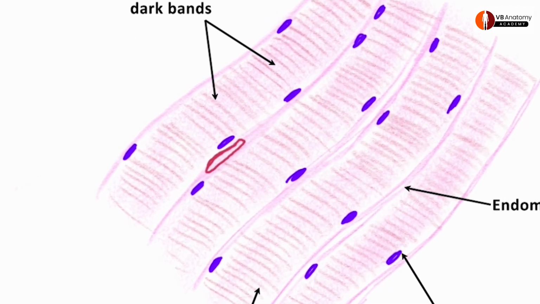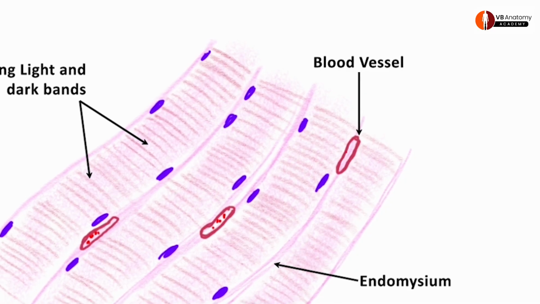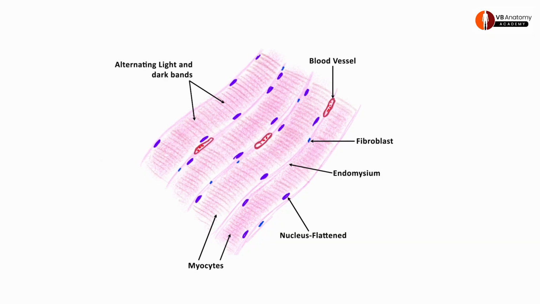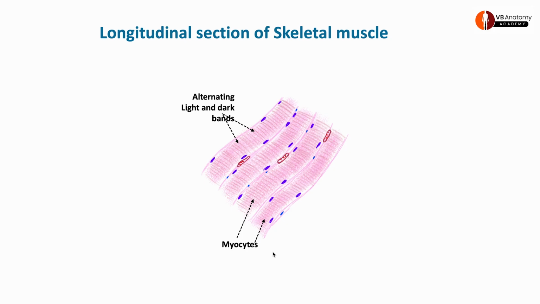But in between, you will find a lot of capillaries which are present in the connective tissue sheath. Please remember to draw the nuclei of the fibroblasts which are present in the connective tissue sheath. Stain the cell well. Let's now label this diagram. These are the myocytes, the alternating light and dark bands giving the typical striated appearance. This is the flattened nucleus towards the periphery. This is the endomysium, the fibroblast, and the blood vessels, which are of course there to supply energy to the skeletal muscle for its contraction.